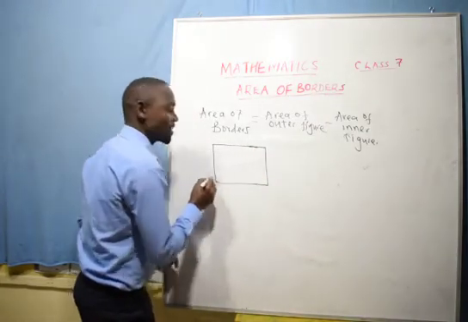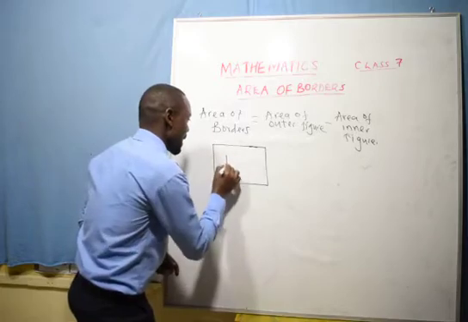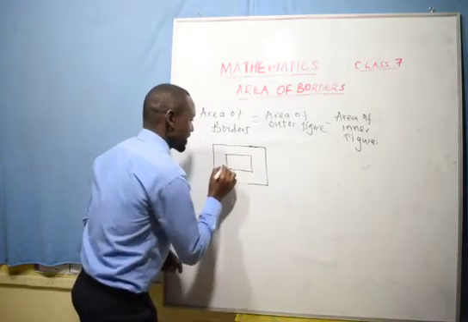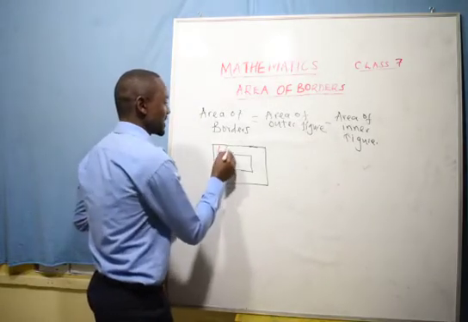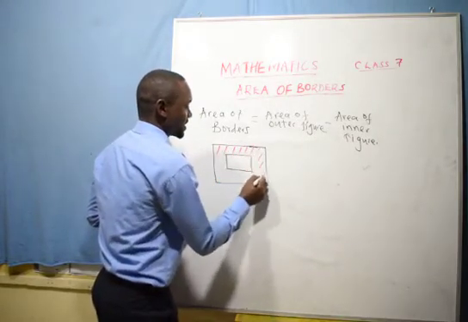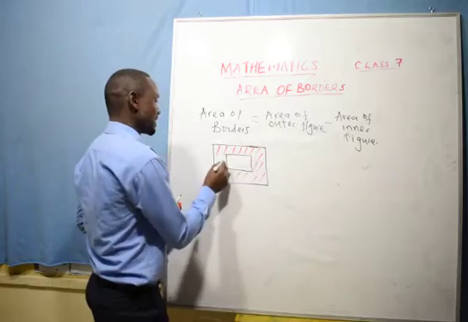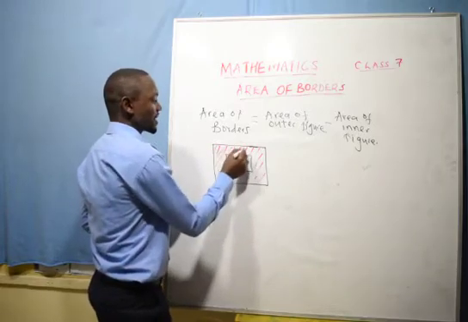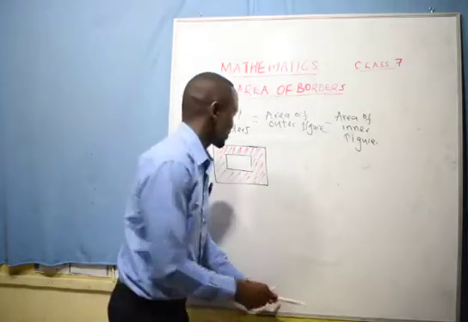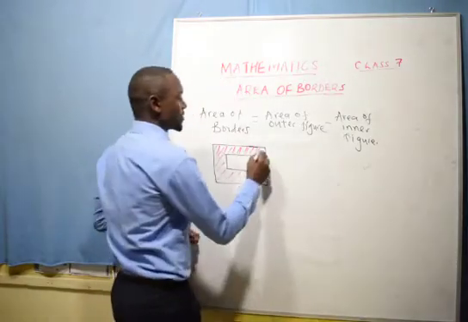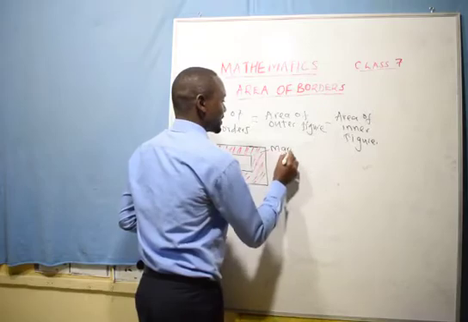Find the area of the shaded part in the figure below. Then that is a rectangle. This area or this part here is shaded. We are told to calculate the area of the shaded part. And this part, the shaded part, can be referred to as the margin.